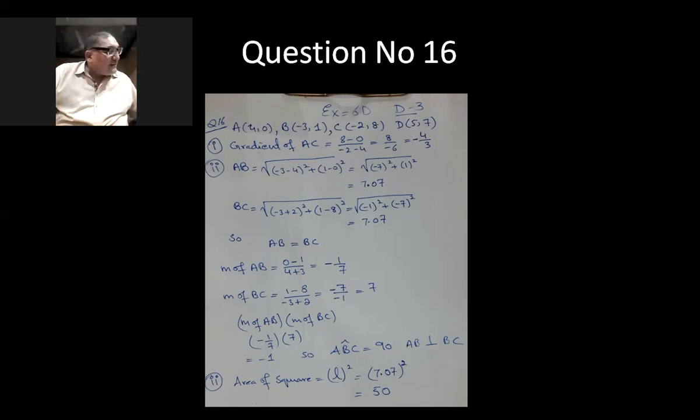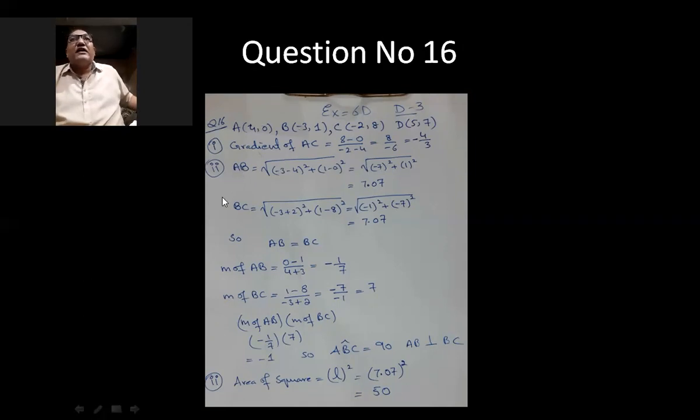The second part is, given that B is the point (-3, 1), explain why AB is equal to BC and that the angle ABC is 90 degrees, showing your working clearly. So we have to show that the AB length and the BC length are equal. So we will apply the distance formula on the AB.